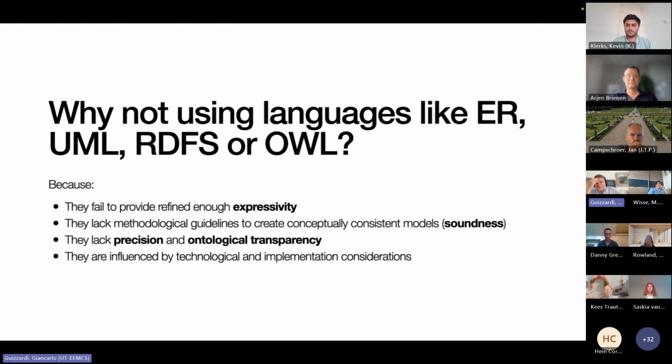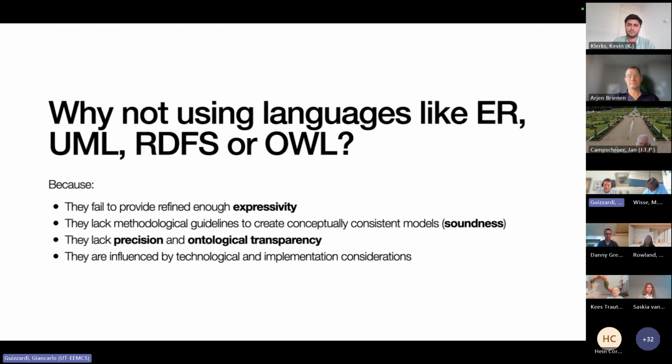Why? So I did this. I started this, and now it became an effort of an entire community, right? But I started this 20 years ago. The reason was that I didn't think any of the languages we had could help with this task of semantic interoperability. So languages like ER diagrams or UML or RDFS or OWL. I was there in the beginning of this language when people were proposing this language, and this language had a lot of limitations, which are still there, right?